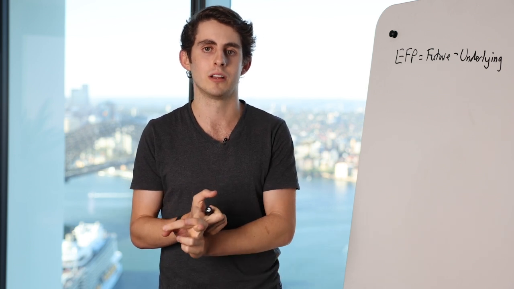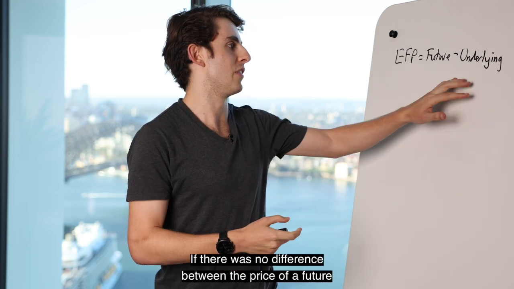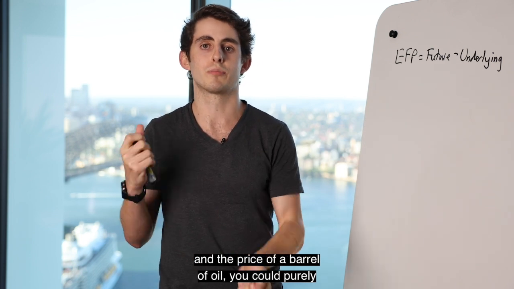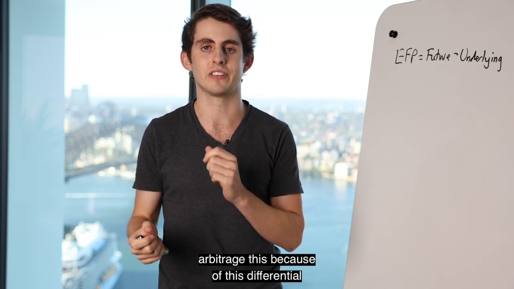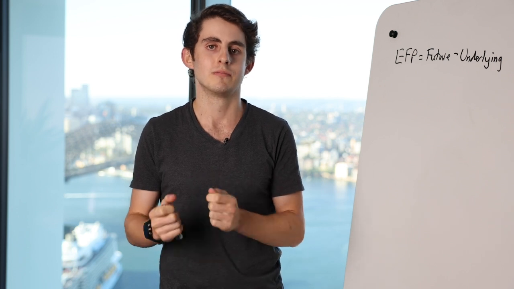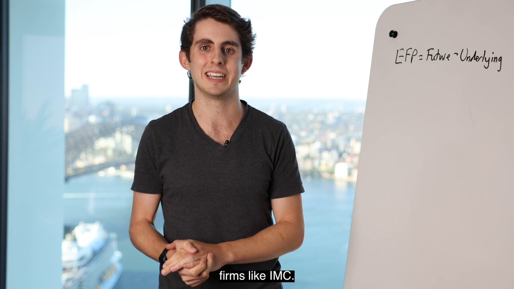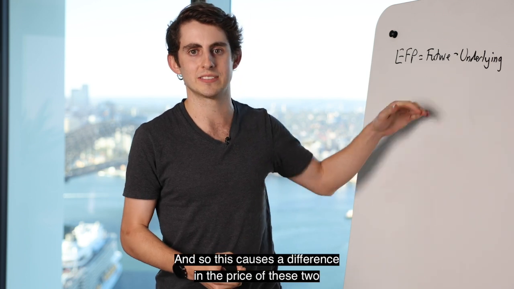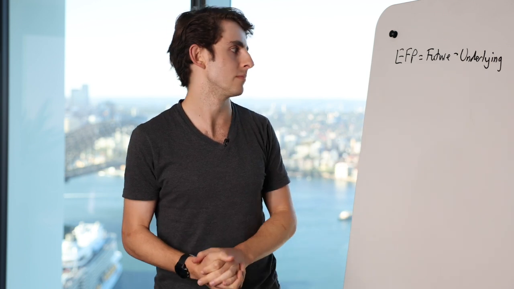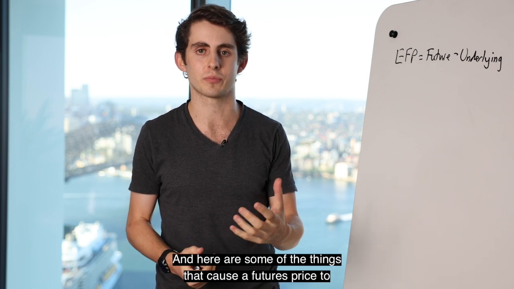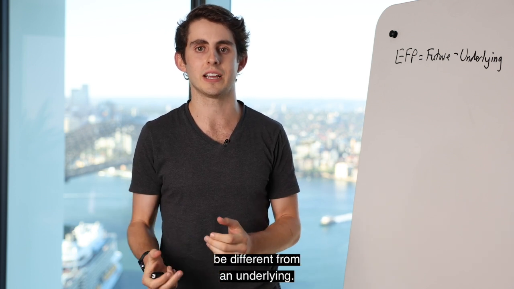Because of this difference, if there was no difference between the price of a future and the price of a barrel of oil, you could purely arbitrage this because of this difference in costs. Arbitrage doesn't really exist in financial markets because of firms like IMC, and so this causes a difference in the price of these two products and this basis. So here's how you can value a future, and here are some of the things that cause a futures price to be different from an underlying.